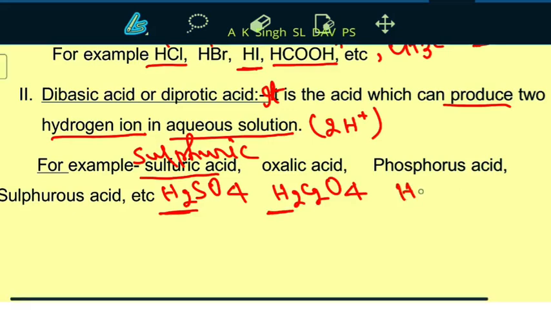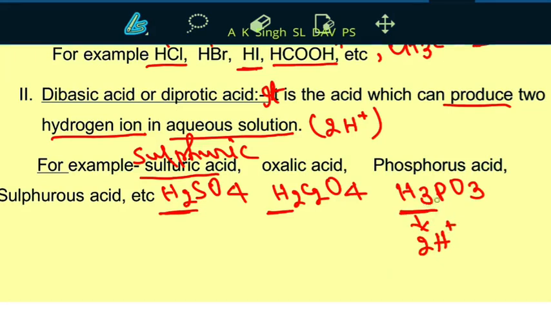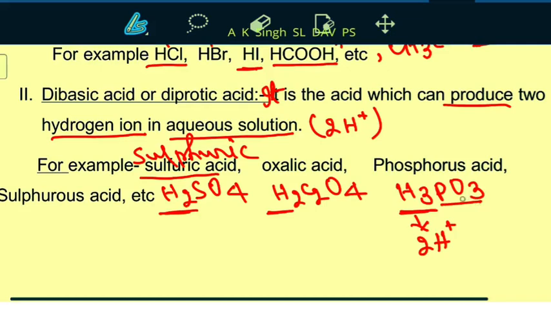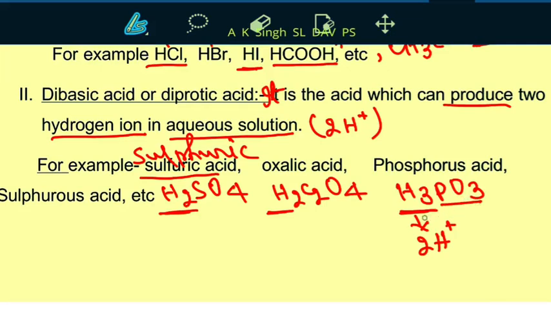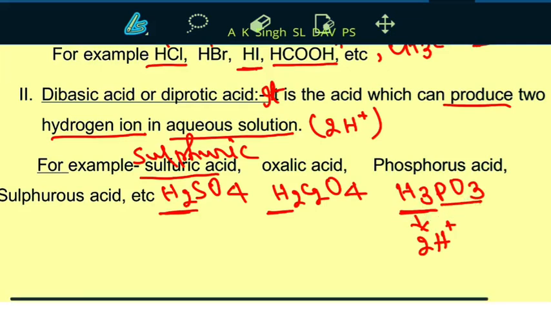Phosphorus acid, H3PO3. Number of hydrogen is 3, but it has only two replaceable hydrogen ion. Third hydrogen is not replaceable. So it is also dibasic acid or diprotic acid, while it should be triprotic. To see the hydrogen, you can say it should be triprotic, but it is not triprotic.